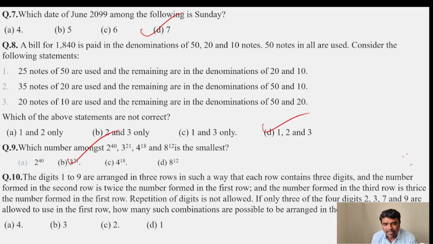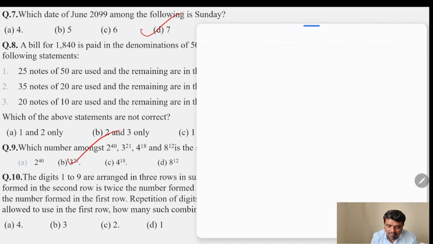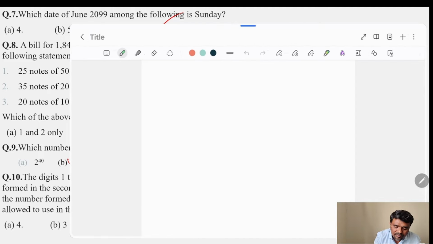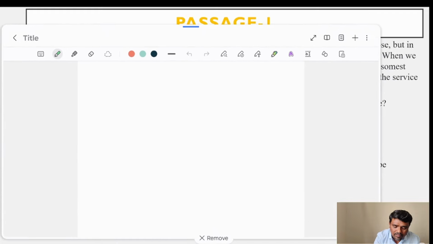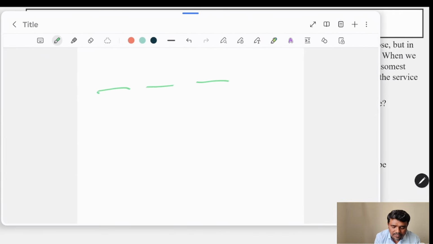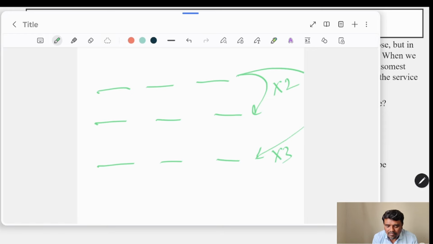It is about possibility. Careful, whenever the question is about possibility, it means you have to check different conditions. Okay, based on the given clue, we'll try to understand the question meaning. 3 digits, 3 rows and 3 columns. And one clue: whatever the number you write here, the second row is this number into 2. And the third row is this number into 3. That is a given condition.